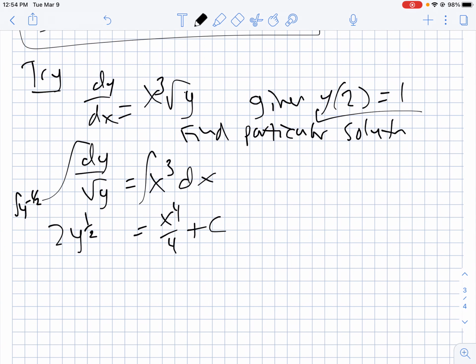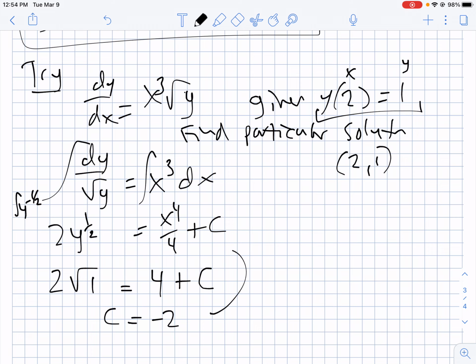So again, when we see y of 2 equals 1, it's saying when x is 2, your y is 1. So it's (2, 1). So we're saying 2 times square root 1 equals 2 to the 4 is 16, so that's 4 plus c. So my c value is negative 2. So then we'll put that back in.